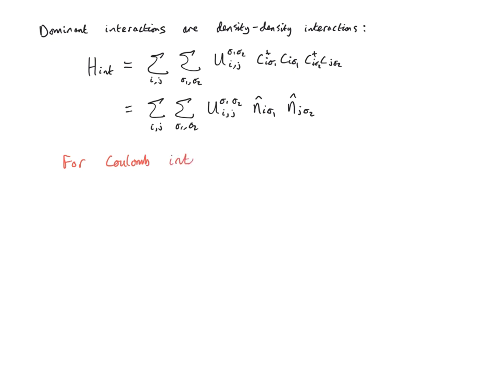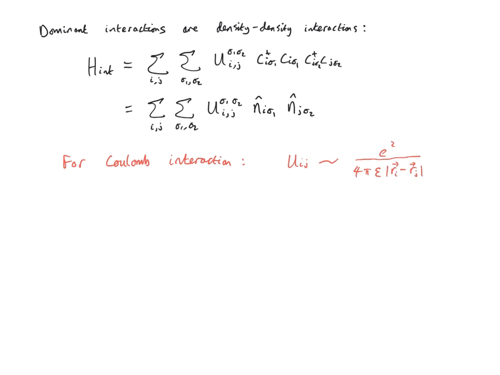or the Coulomb interaction, let's call it, we have that U_ij goes as e squared, where e is the charge of the electron, over 4 pi epsilon with some permittivity epsilon, divided by the separation in real space of the two sites. So it depends on the distance between the two sites.